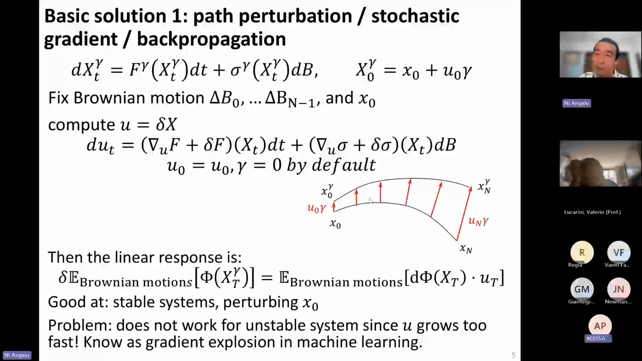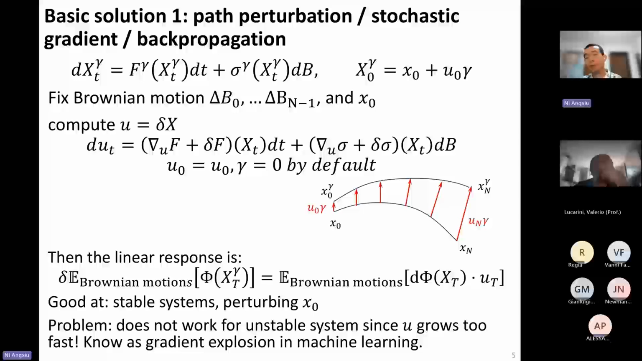Okay, so for each path, when you change gamma, you have a new path, and then you compare the difference between the locations of these two paths, and that information gives you a way to compute or express the linear response. Okay? And this method is good when the system is very stable or has contracting directions, and it's good when you want to perturb your initial conditions.